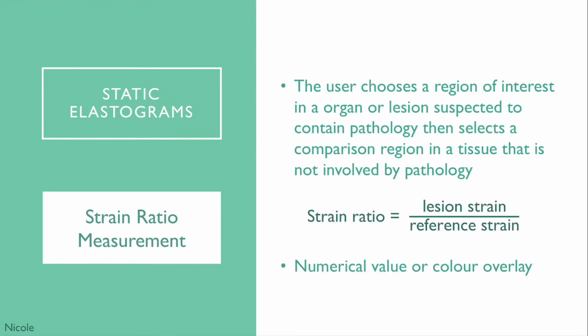With this method, the user chooses a region of interest in an organ or lesion that they suspect to contain pathology. Then they select another region of tissue not involved by pathology to compare it with. Skeletal muscles or fatty tissues are some popular choices for this. The strain ratio between the two is then calculated and either displayed as a numerical value or a color overlay over the image. Strain ratio is equal to the lesion strain over the reference strain. This is the best method of quantification because it doesn't require any additional hardware. You only need software modifications.